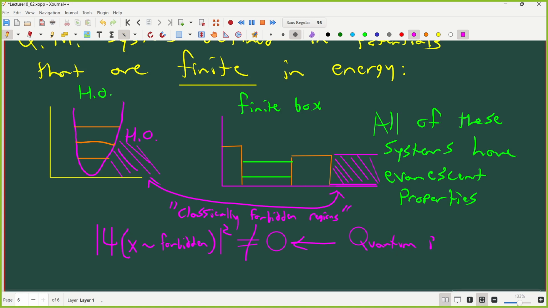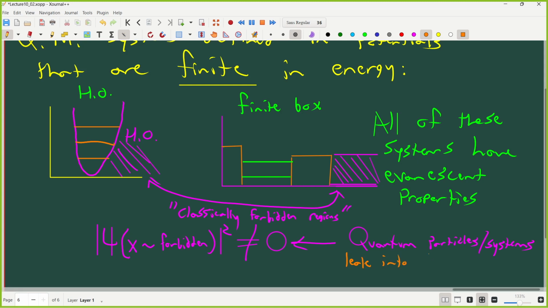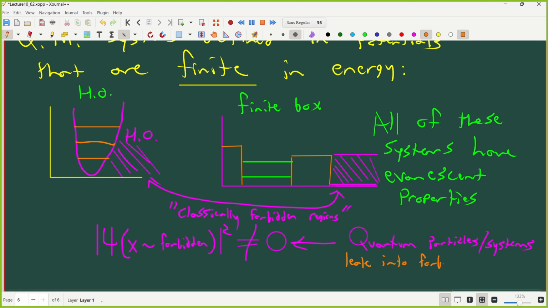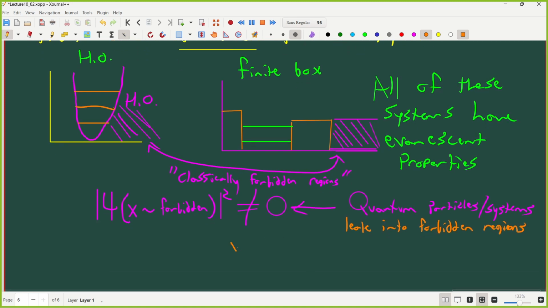Quantum particles or systems leak into forbidden areas, regions, with non-zero but exponentially damped probability.